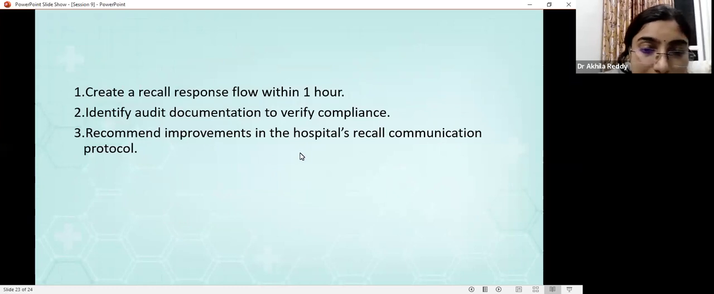Can you recommend improvements in the hospital recall communication protocol? This is the last question for today. Can anyone recommend improvements in the hospital's recall communication protocol? I know it's Diwali, people are in festival mode, and it's the weekend. I do understand, but still, this is the last question.